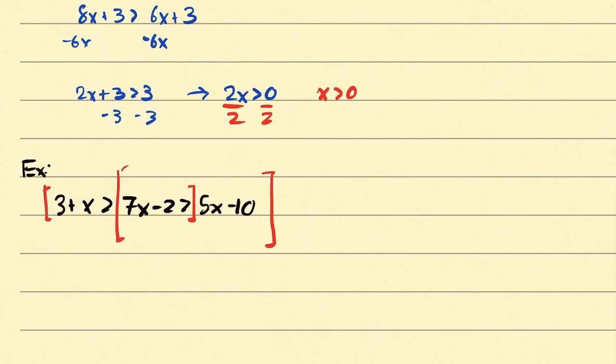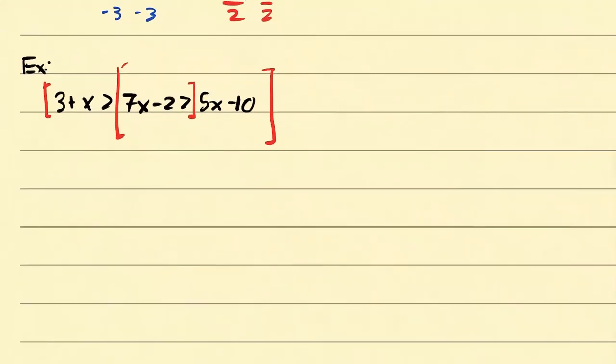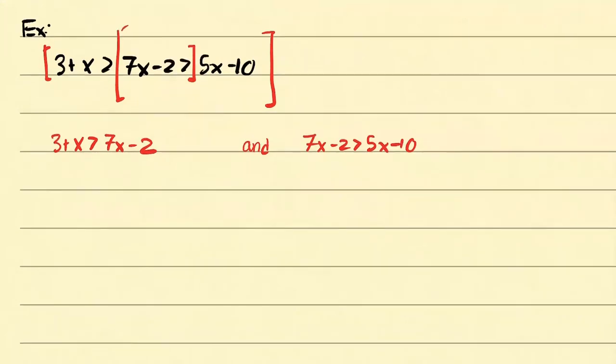This is how I recommend doing it. I think it's just easier this way. So I get 3 plus x must be greater than 7x minus 2, and 7x minus 2 must be greater than 5x minus 10. Is everyone clear on where I'm getting these two different inequalities? You can just give a thumbs up if you want. Yes. Great. And now I can just solve these as two separate problems.